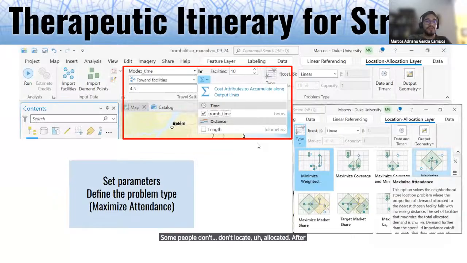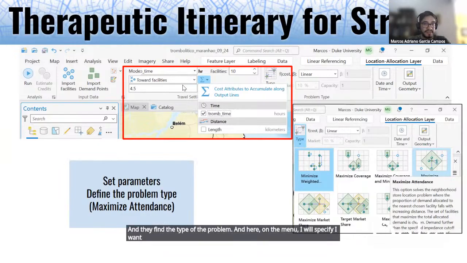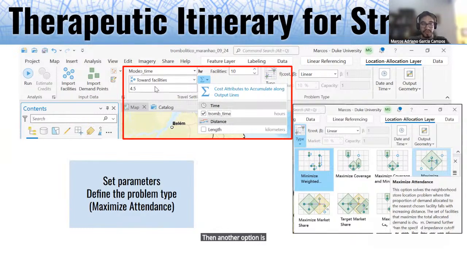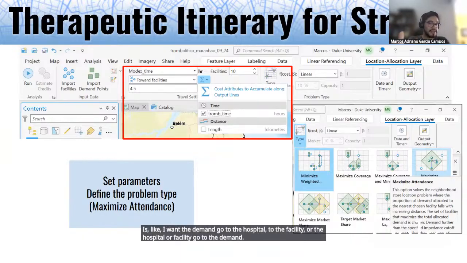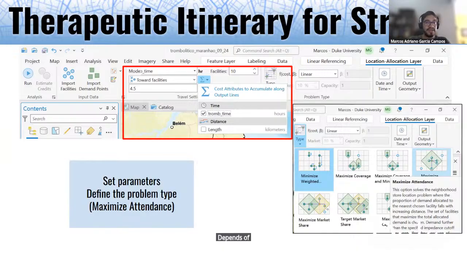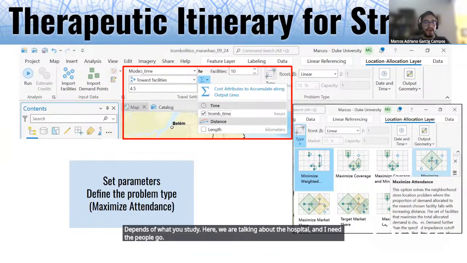After this, I will set some parameters and define the type of the problem. Here on the menu, I will specify that I want toward facility. The other option is away from facility. So it is the direction I want. It's like I want the demand to go to the hospital, to the facility, or the hospital or facility to go to the demand. It depends on what you are studying. Here we are talking about the hospital, and I need the people to go to the facility.